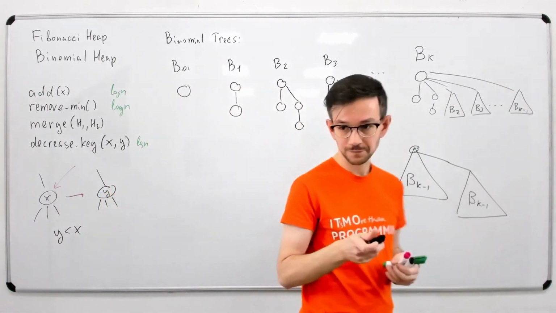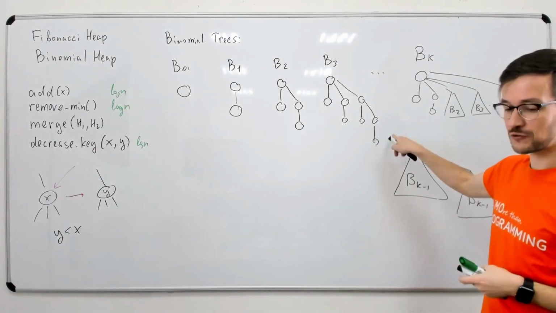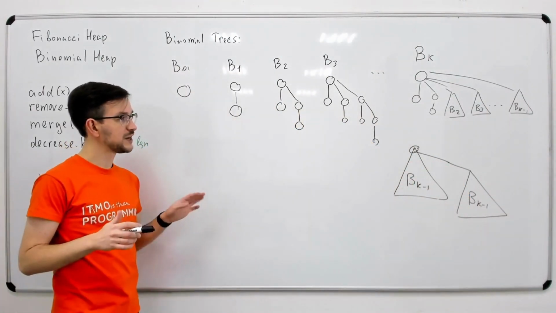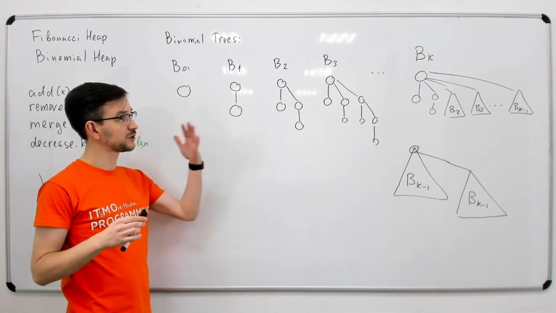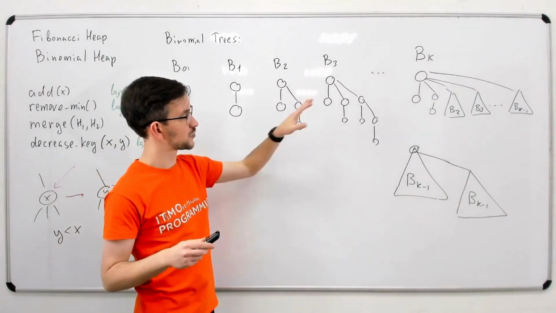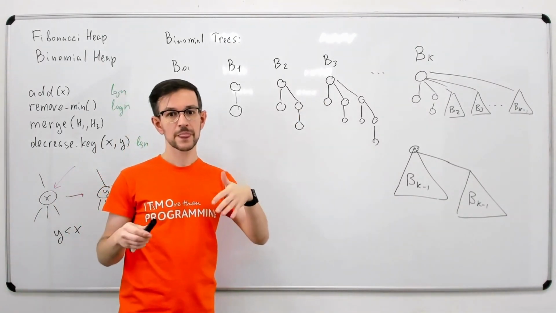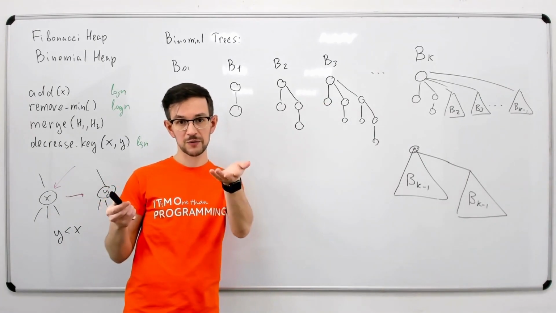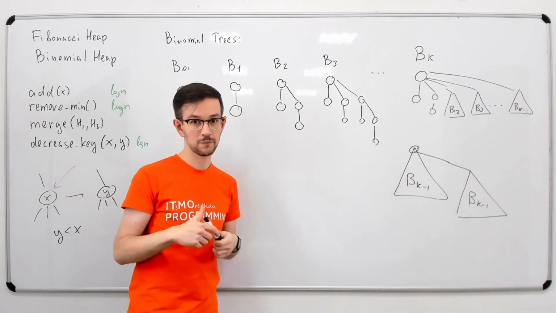Now, that's binomial trees. Now we need to build a heap on top of these trees. And how to build a heap from a tree? It's simple. You just take some tree and make the heap invariant like we did in the binary heaps.